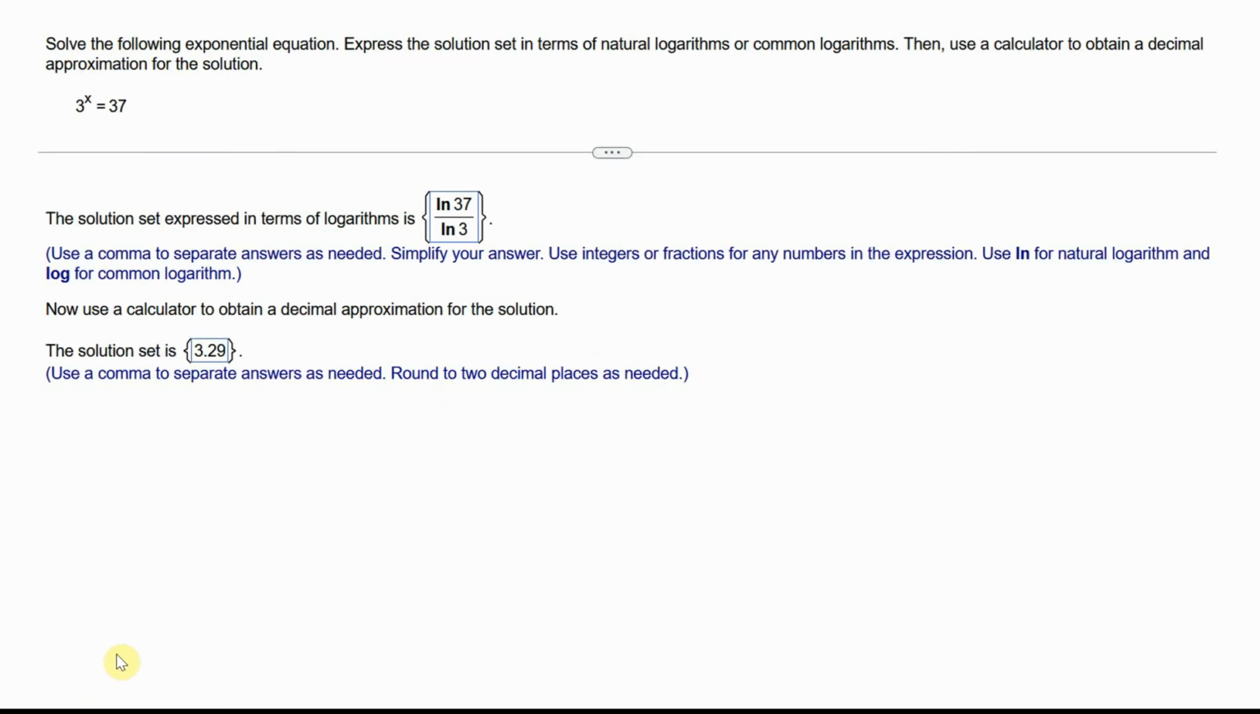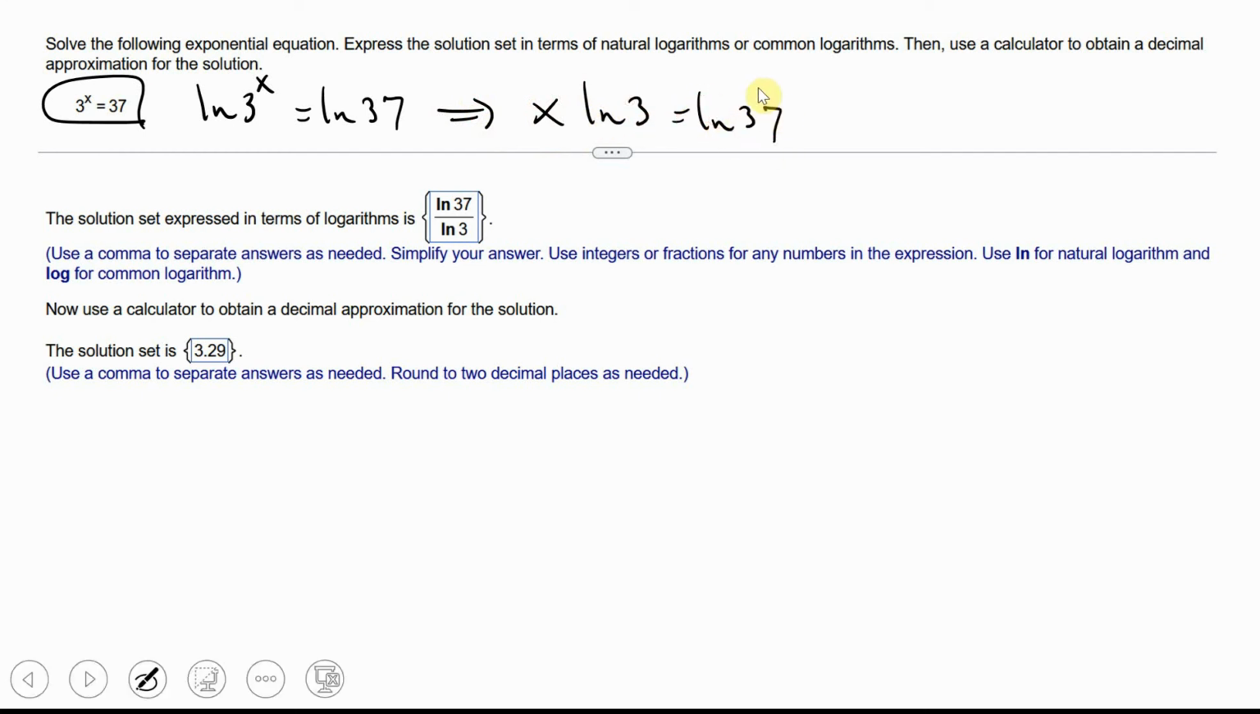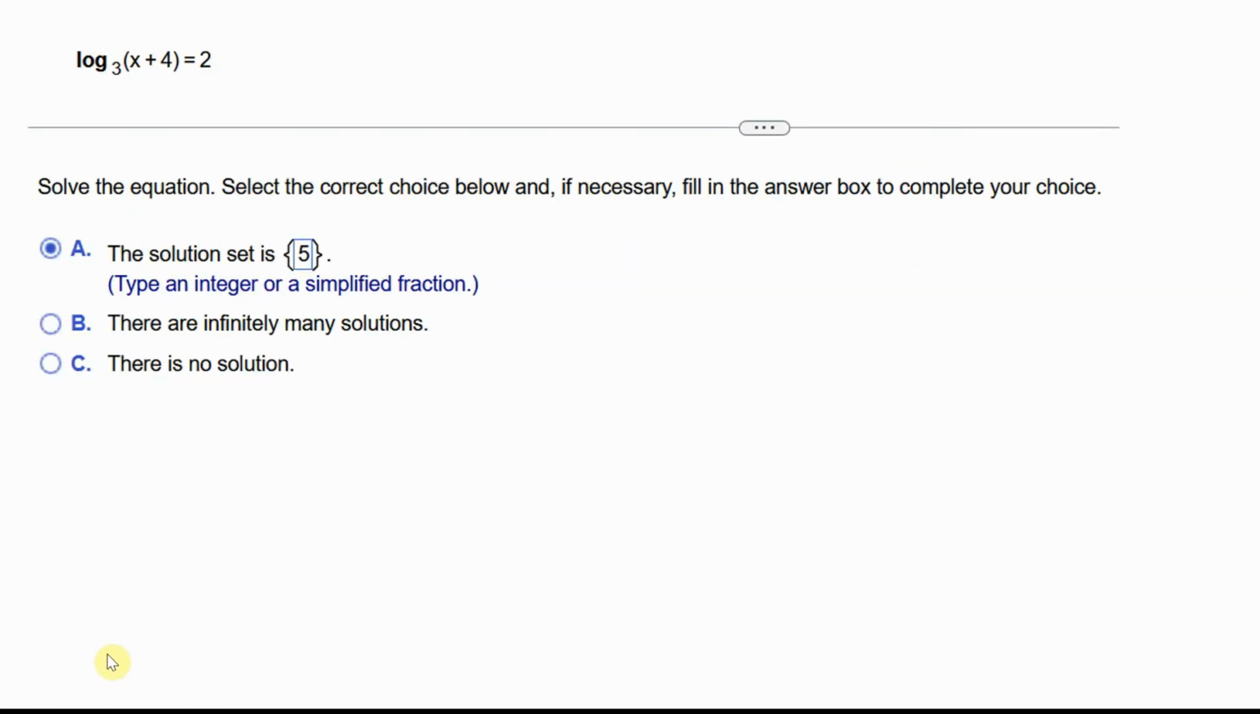All right. When it's in exponential form, just take the natural log of both sides. Natural log of 3 raised to the x is equal to the natural log of 37. So this implies that this is x times the natural log of 3 is equal to the natural log of 37. Divide both sides by the natural log of 3, and you get the answer, the natural log of 37 all over the natural log of 3. Then on your calculator, you find the answer. You divide natural log of 37 by the natural log of 3. All right, we solved this one.